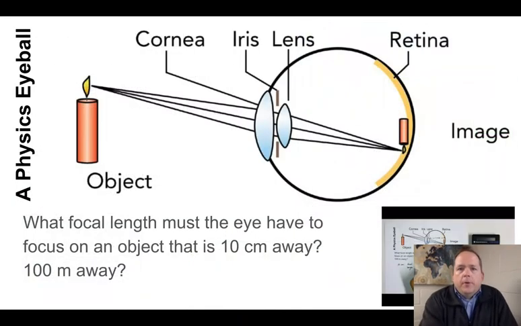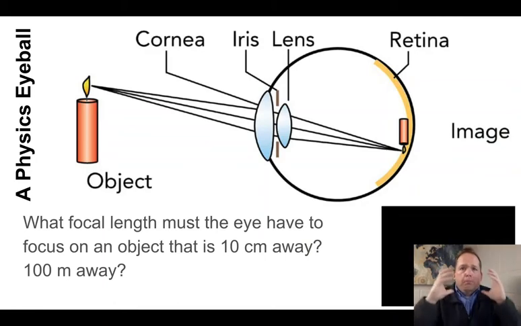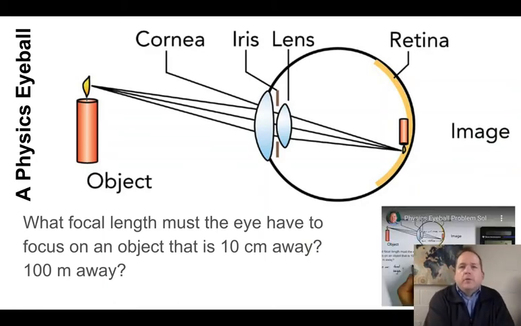All right, did a little bit of quantitative problem solving. This is a physics eyeball. A ball of water and a lens out in front. That's sort of our crude model of an eyeball. When I'm looking at something, I want to take light from that object, which is diverging, and then use the lens on my eye to bend the light back together and form an image on the retina at the back of my eye. So the question is, what focal length do I have to have in my eye in order to look at something that is 10 centimeters away?